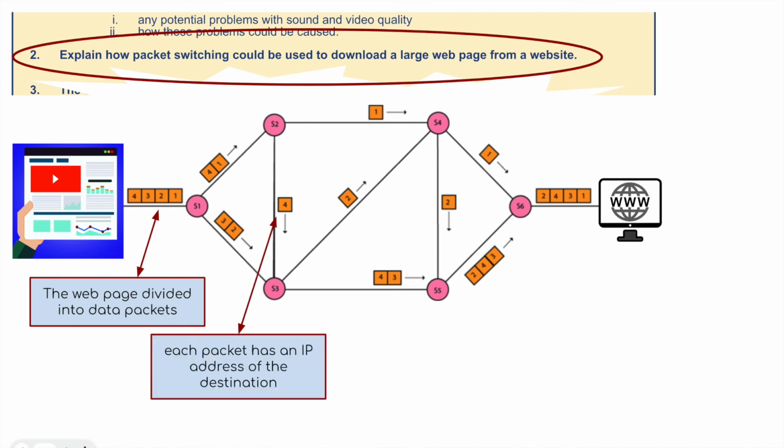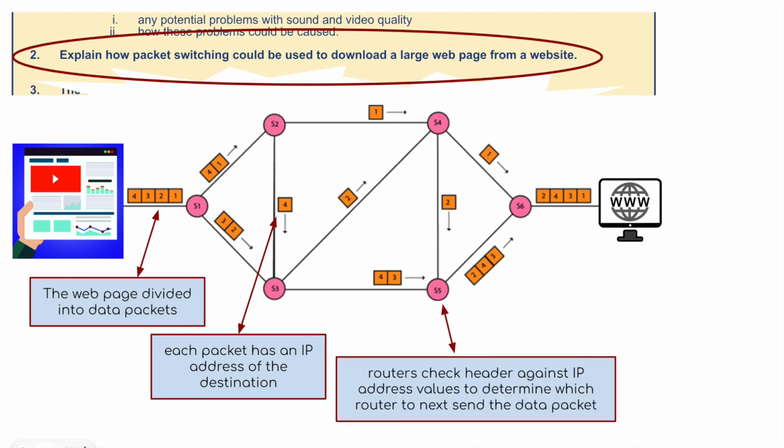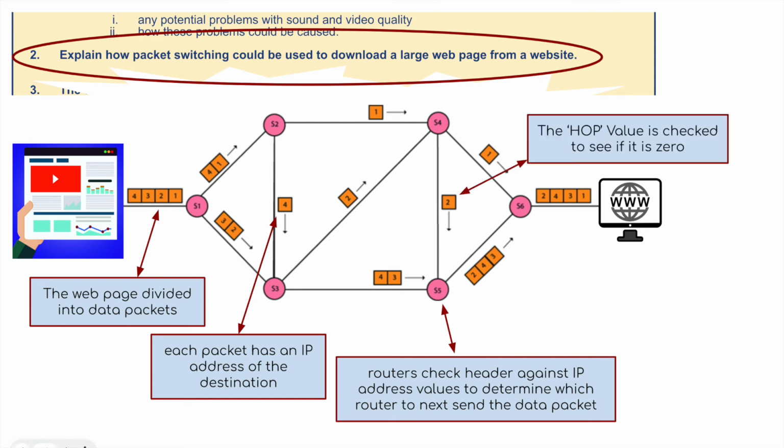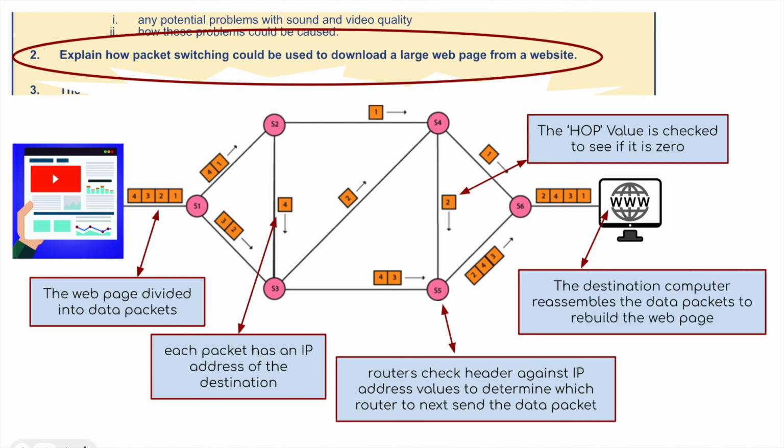Each packet has an IP address of the destination where it's going to. The router checks the header against the IP address to send it in the correct direction. The hop value is checked to see if it hasn't reached zero. And if it had reached zero, then it would have to be requested back from the sender to send it again. And then the destination reassembles the data packets to rebuild the web page. And that is it for question two.